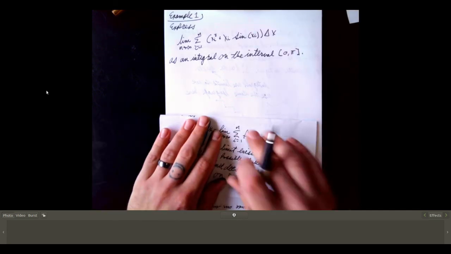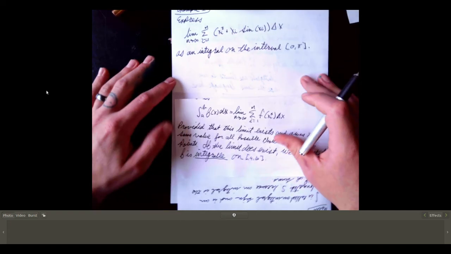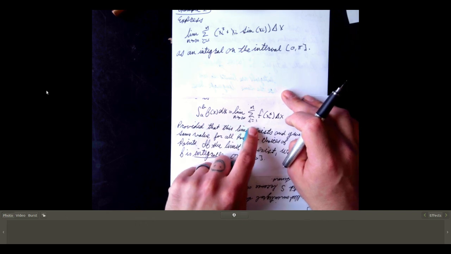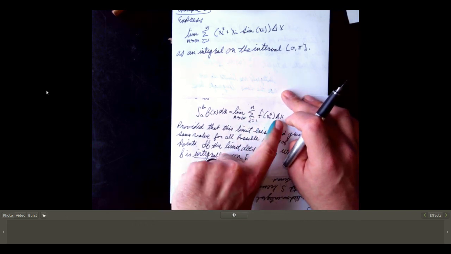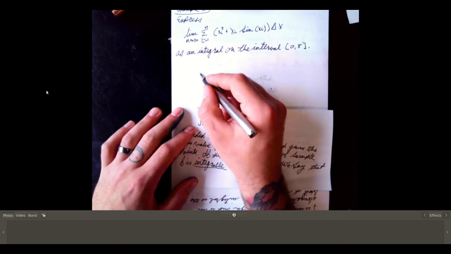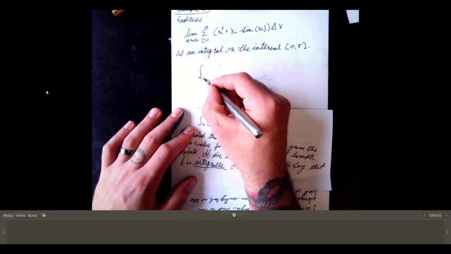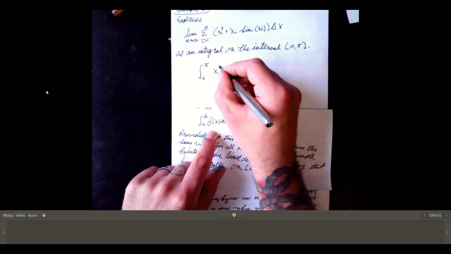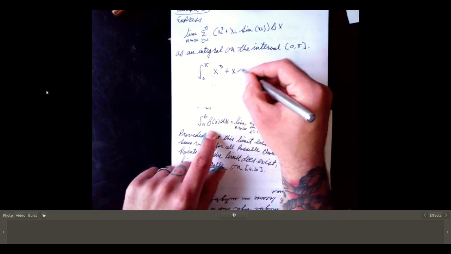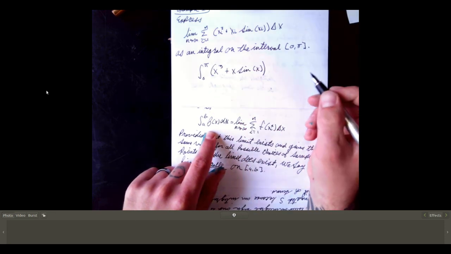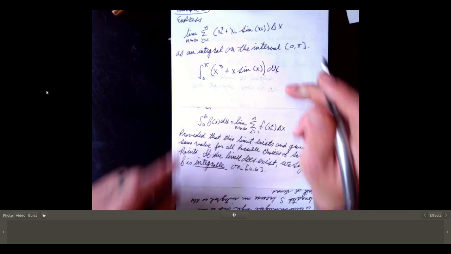This is from page 1, and it says that the limit as n goes to infinity of the sum from i equal to 1 to n of f of x sub i star delta x is this integral. So we get this limit of sums to be equal to the integral where the lower bound is 0 and the upper bound is pi, of this function. We get x cubed plus x sine of x, all in parentheses, dx. So this is just converting between the two.